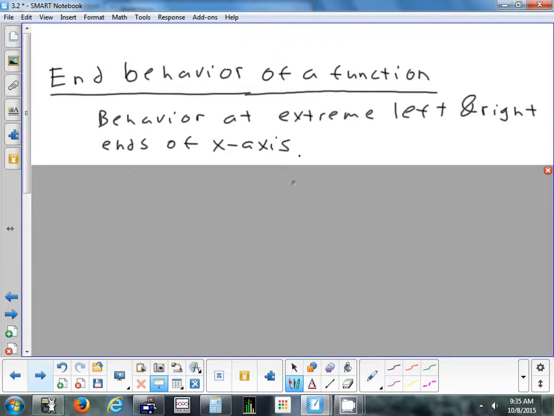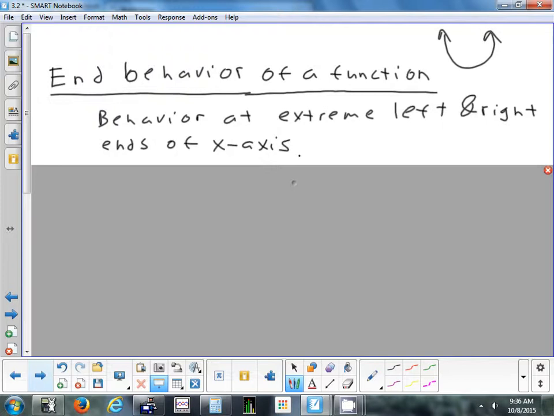All right, last part. Last part's probably the easiest part. It's called end behavior. All that end behavior is, if you look at a function, you're looking at what's happening at the very edges of it, like on the left and the right. So for example, here's a parabola. I would say the end behavior here is on the left side, it's heading up to infinity, and on the right side, it's heading up to infinity.